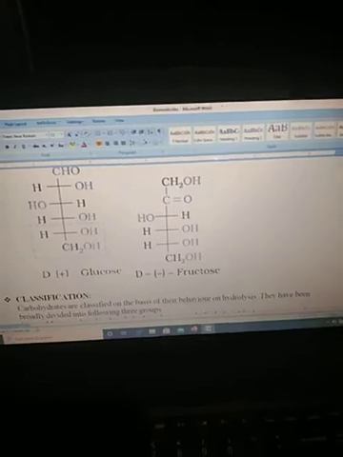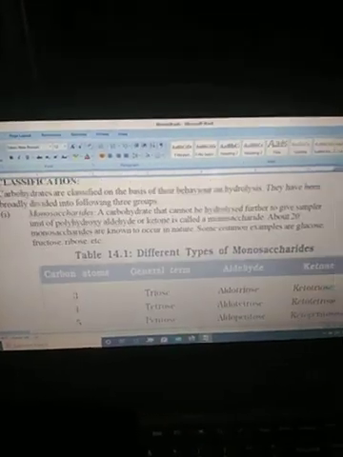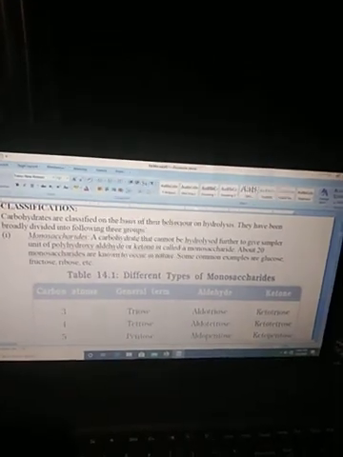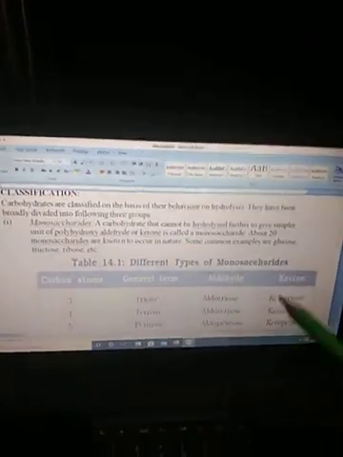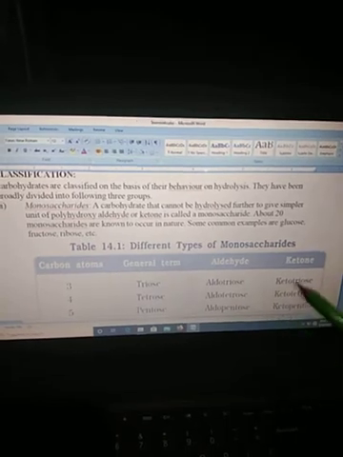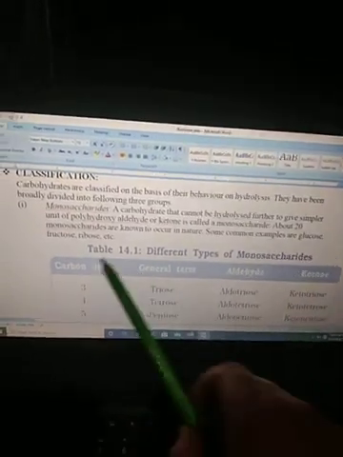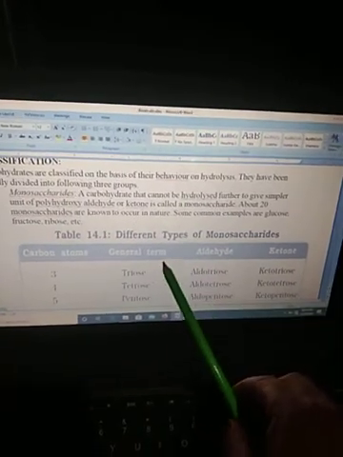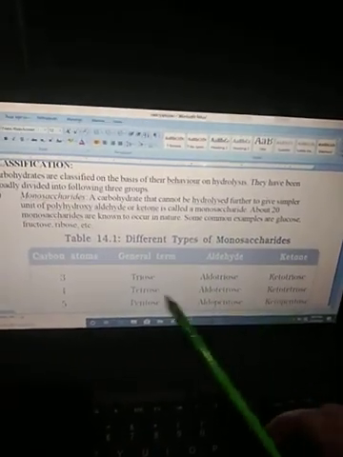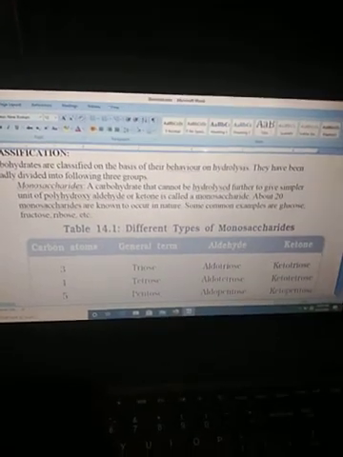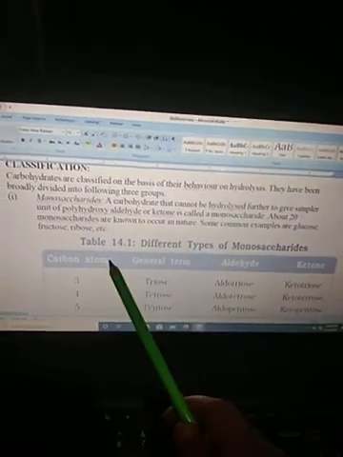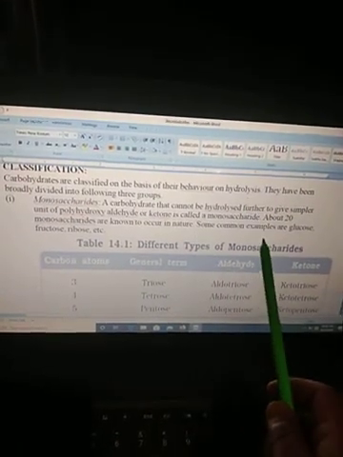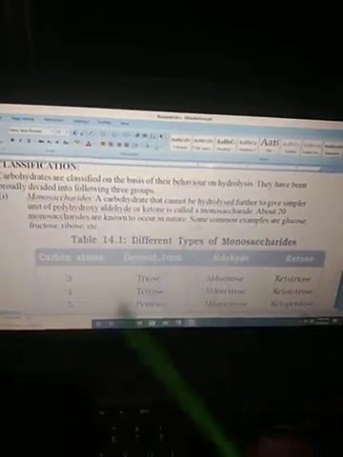Okay, now next we have to see the classification of carbohydrates. Carbohydrates can be classified on the basis of their behavior of hydrolysis. That means when you hydrolyze, on that behavior we can classify it. For example, monosaccharide. Monosaccharide means a carbohydrate that cannot be further hydrolyzed. That means if you add water, we don't get any smaller unit. That is called monosaccharide unit. Examples are glucose, fructose, ribose.